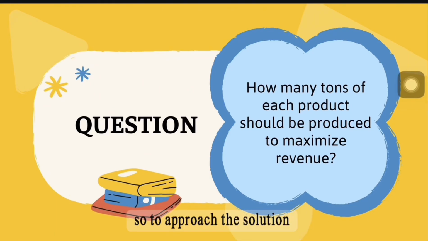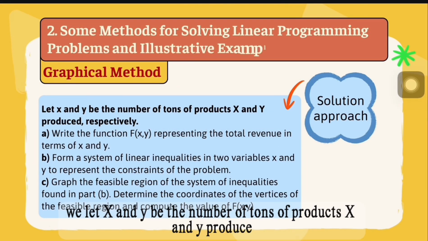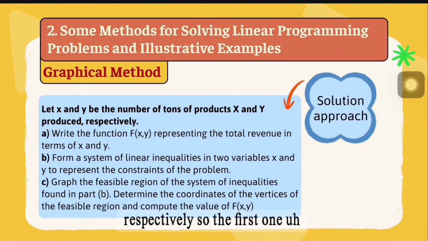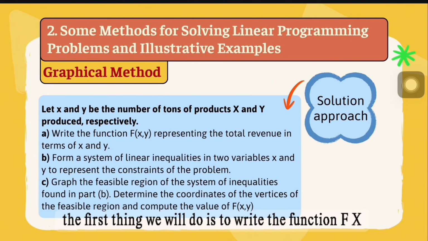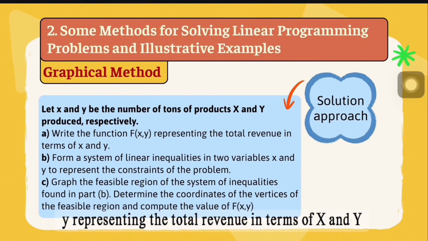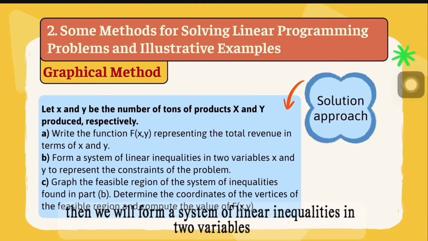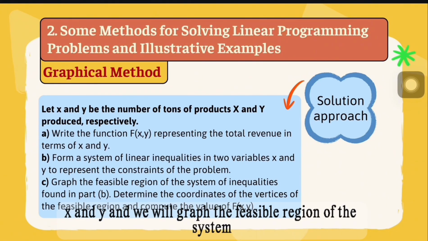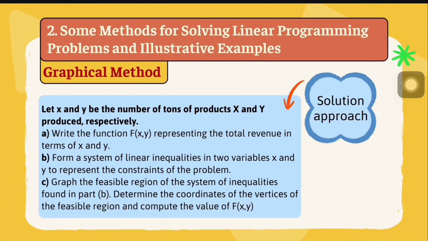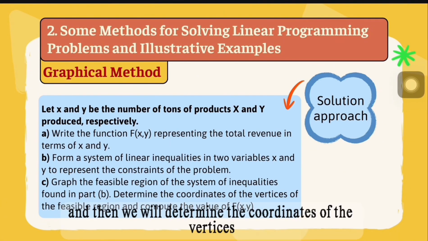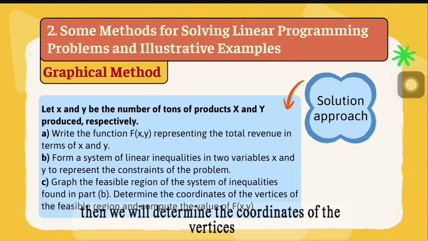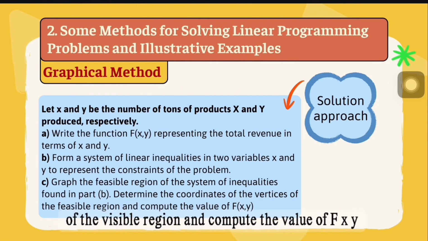So to approach the solution, we let X and Y be the number of tons of products X and Y produced, respectively. So the first thing we will do is to write the function f(x,y) representing the total revenue in terms of X and Y. Then we will form a system of linear inequalities in two variables X and Y, and we will graph the feasible region of the system. Then we will determine the coordinates of the vertices of the feasible region and compute the value of f(x,y).